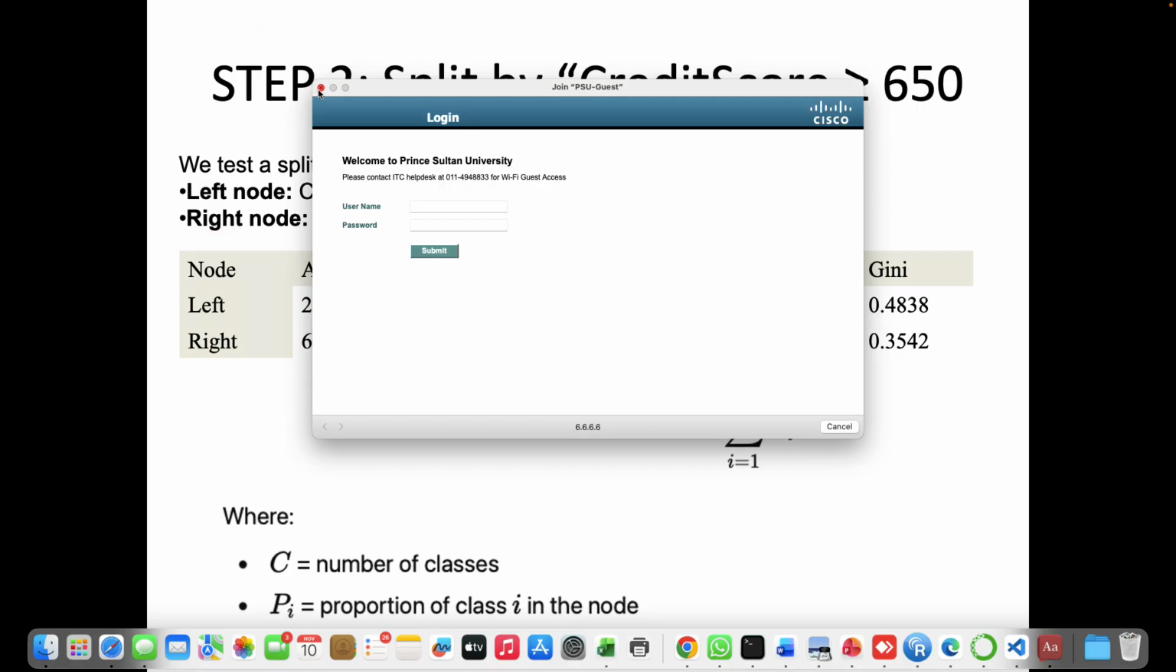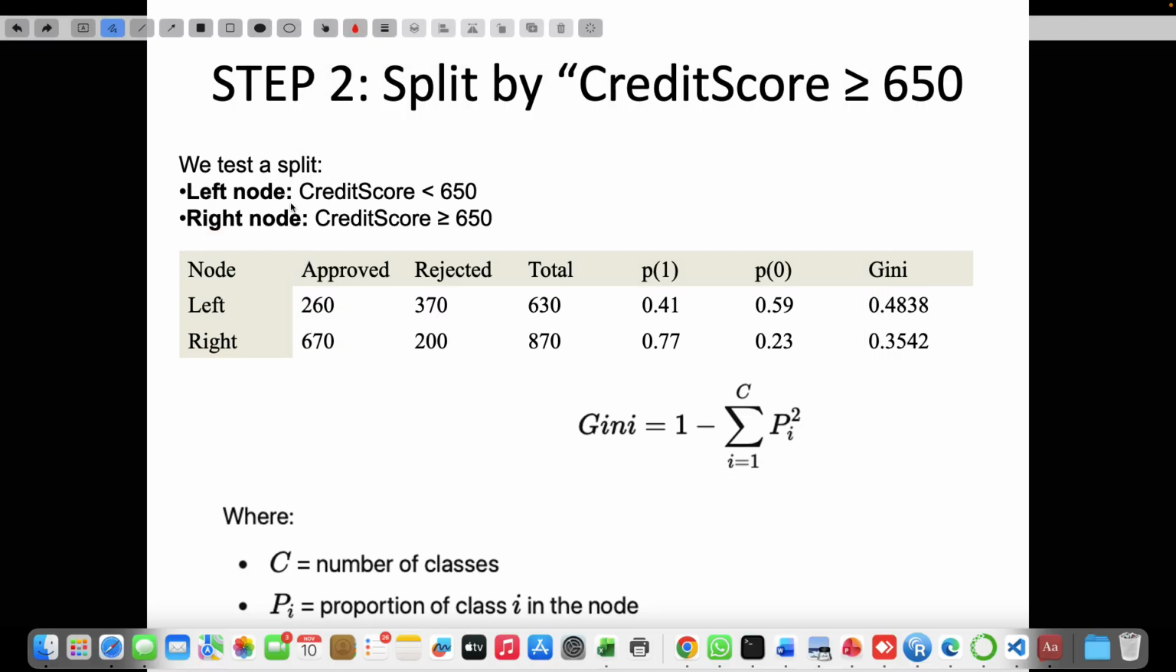If the greater than 650 is on the right side, here, this is a branch. In the last slide we calculated the Gini based on approved and disapproved. Now we are calculating based on what? Greater than 650. So if this is greater than 650 on the right, how many are there total on the right?